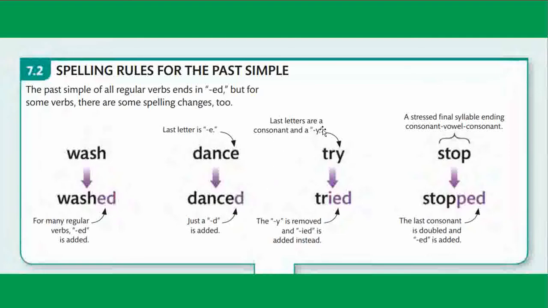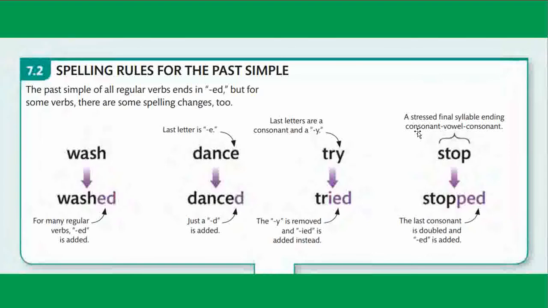Last letters are a consonant and a y. When the verb is such that there's a consonant and a y, what will happen is the y will go away and it will be replaced with i, and then ed will be added to it. The y is removed and ied is added to it. You can put it that way also, or you can say that y changes to i and then ed is added to it.